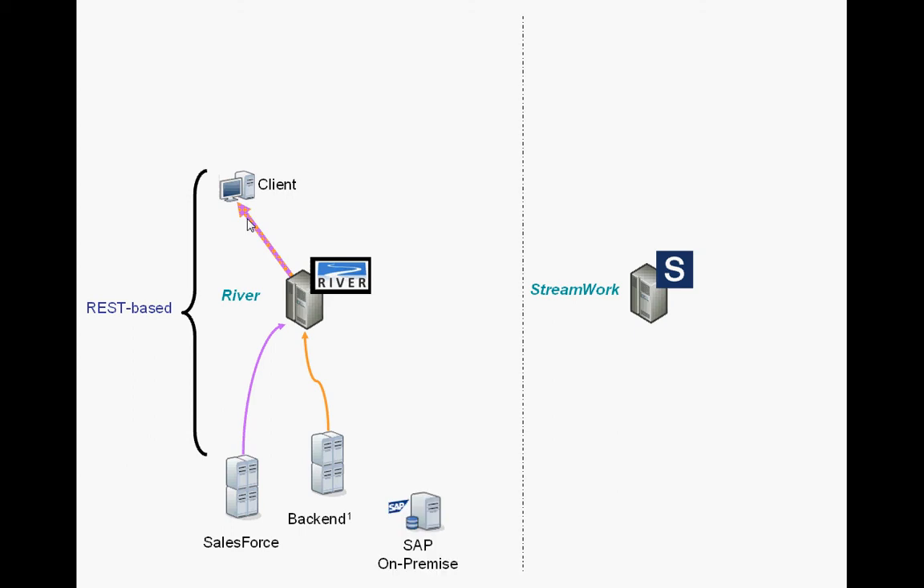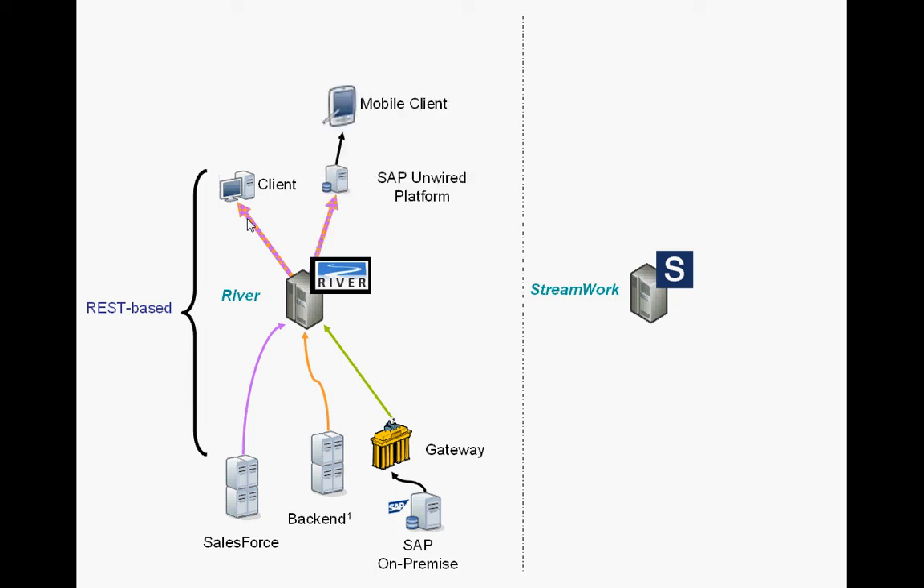But let's say we have an SAP on-premise environment. We want to bring this into River. Well, you can either cook your own REST-based API to do this, or you could use Project Gateway. And then once you've done this, you could perhaps link this into the SAP Unwired platform or the Sybase Unwired platform and push this out to a mobile client. And the thing here is that you're aggregating these data that are REST-based. That's one of the key things about River, this ability to use this data efficiently and do it rapidly, a rapid development environment.